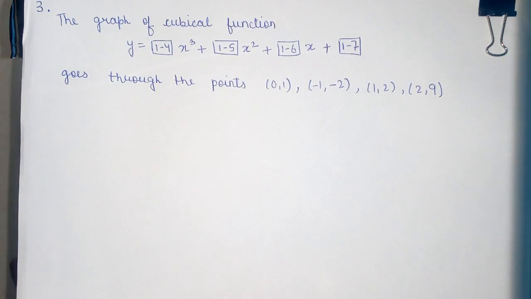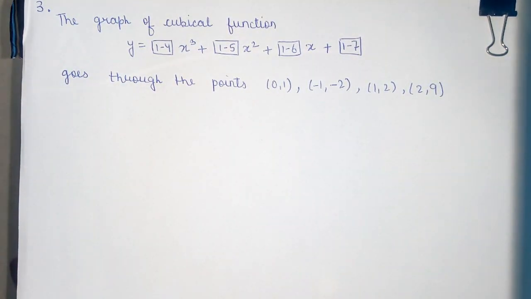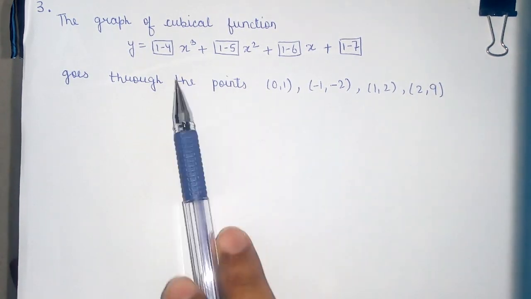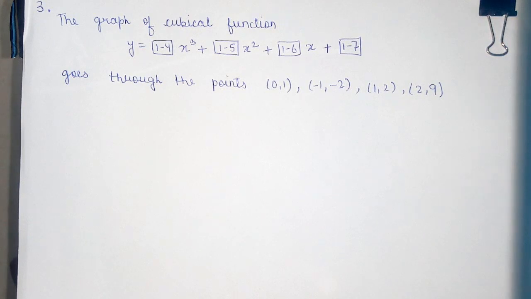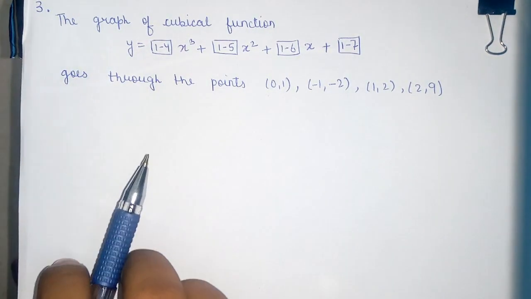Now let's look at the third problem. The third problem gives a cubic polynomial and gives us the 4 points through which it passes. Since we have 4 points and 4 unknowns, it can be easily solved. So let's put 0, 1 into this equation.